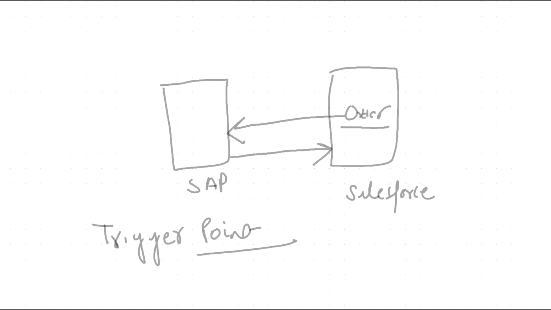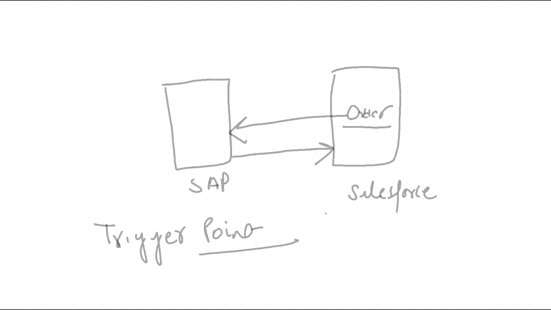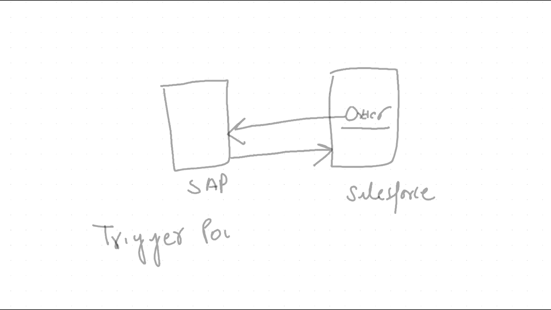Okay, now this is the basic requirement. Why do we need integration? We hear these terms a lot: outbound integration, inbound integration, callouts, web services. There are different terminologies for it. So let's try to understand them one by one. Okay, let me remove this.